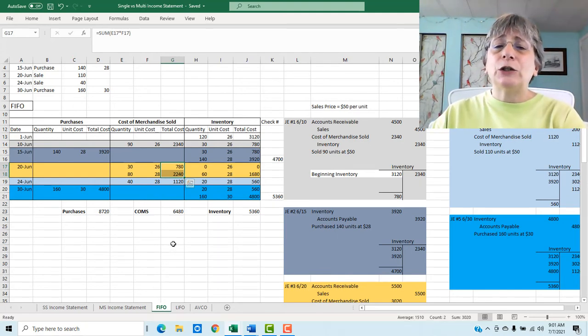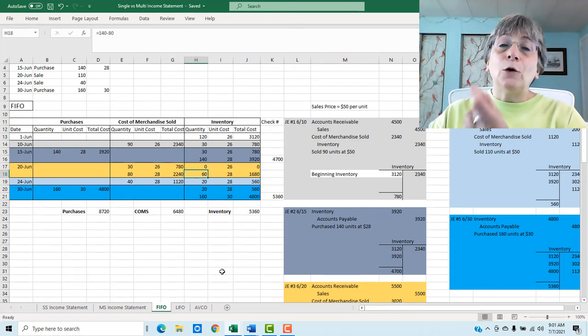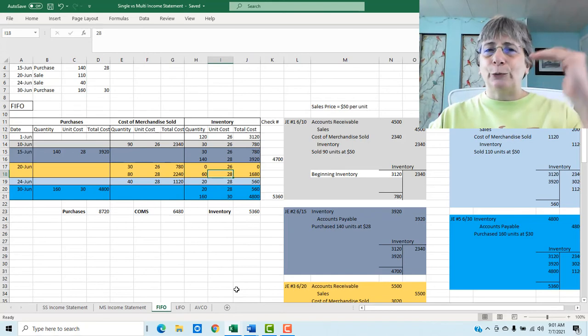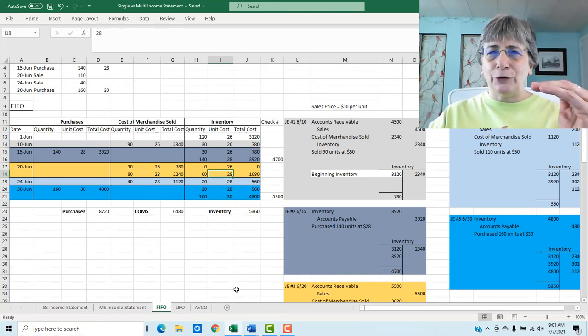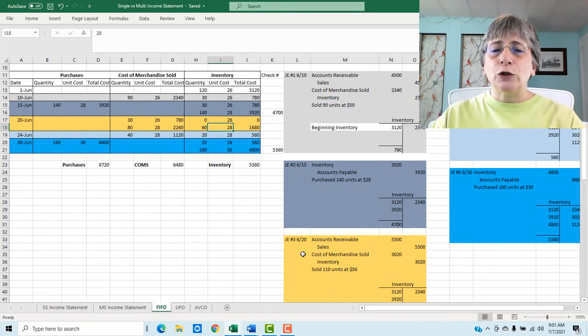for this transaction. On the inventory side, now we know that we've got 0 at 26 left. Those are all gone. And all that's left in inventory is 60 at $28. It's the newer merchandise. So we sold the older merchandise. We have just the newer merchandise left. Let's look at what that looks like in our journal entry.